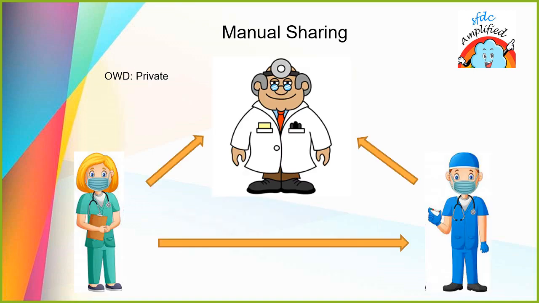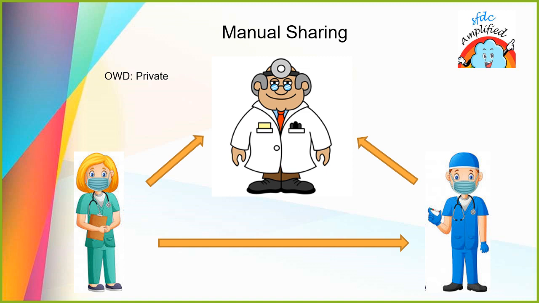Now comes manual sharing. So what exactly is it? If you want to share records individually with other users using a sharing button on the record, that is when manual sharing works. So why do we use it in the first place? Here we already understood two use cases.